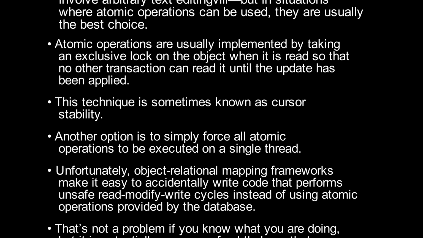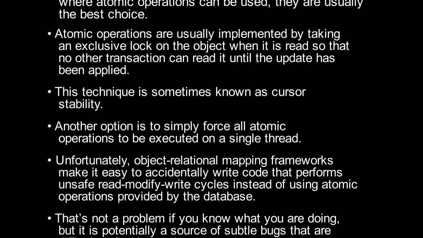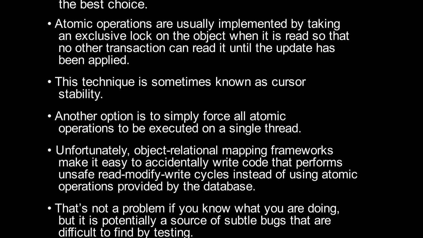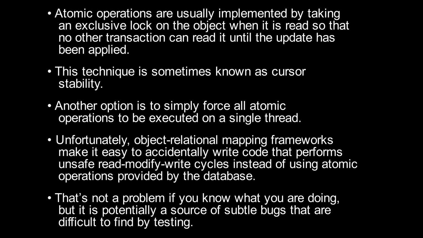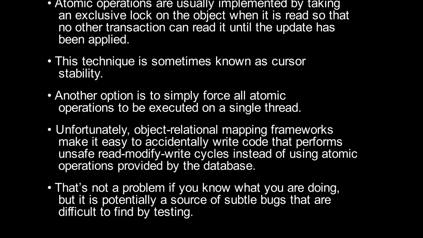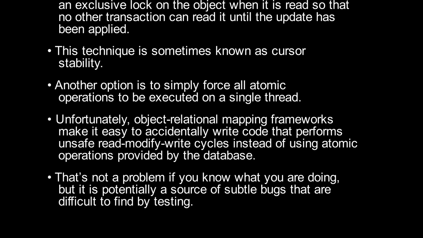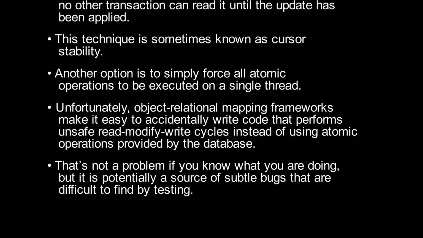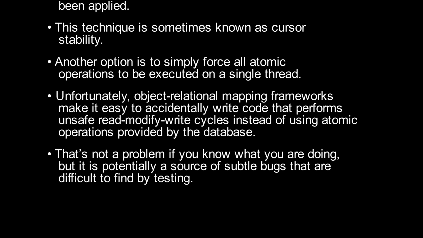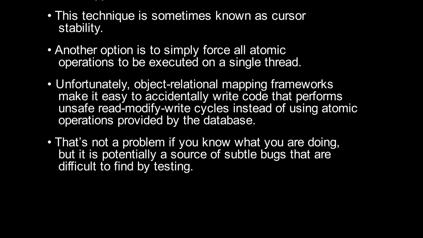Unfortunately, object-relational mapping frameworks make it easy to accidentally write code that performs unsafe read-modify-write cycles instead of using atomic operations provided by the database. That's not a problem if you know what you are doing, but it is potentially a source of subtle bugs that are difficult to find by testing.